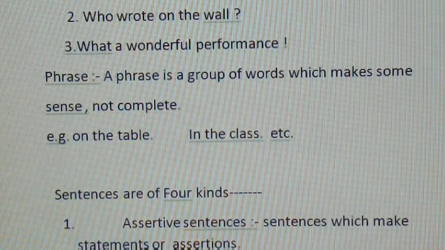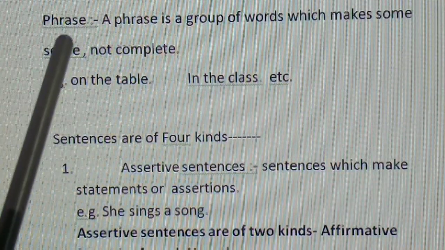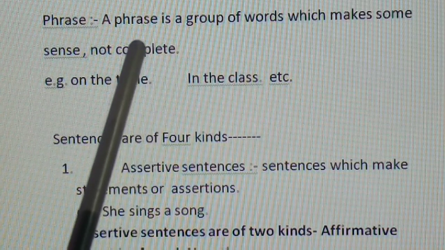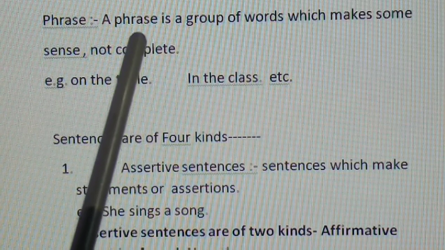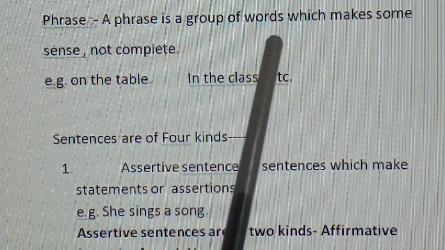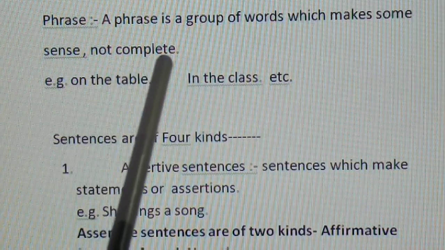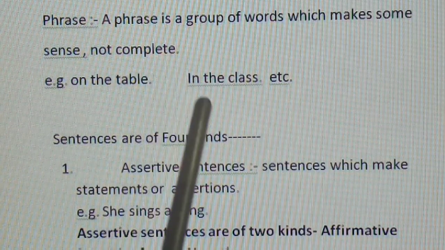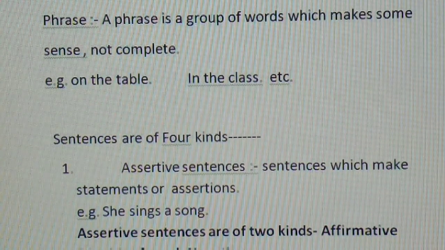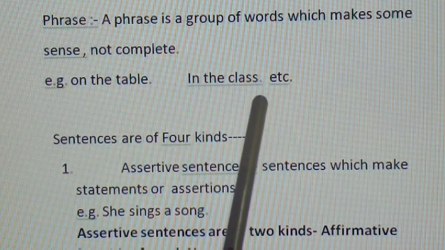Now let's compare sentence with the phrase. Sentence ko phrase se compare karte hain. What is the difference between a sentence and a phrase? Here, a phrase is a group of words which makes some sense, not complete. Right? Phrase is also a group of words. Ye bhi group of words hai, which give us sense, but not complete. For example, on the table, in the class. Right?